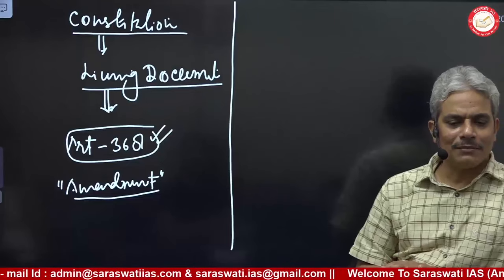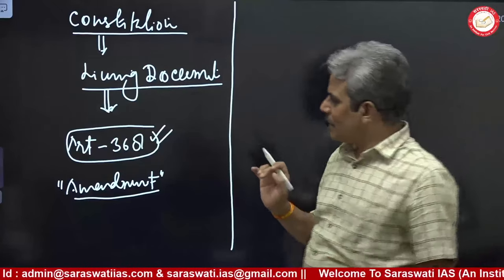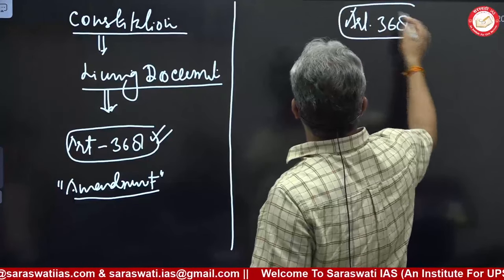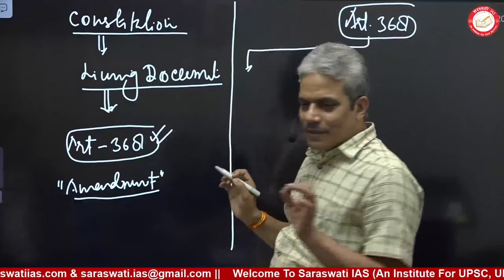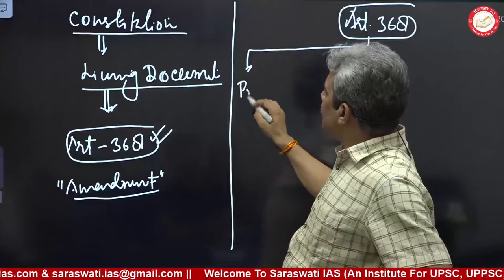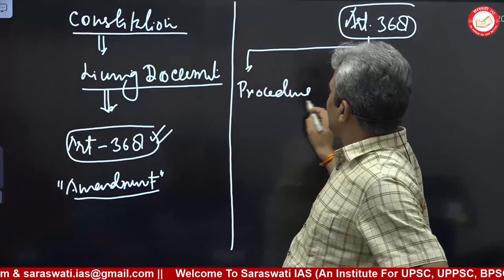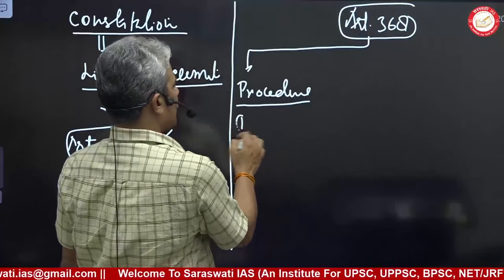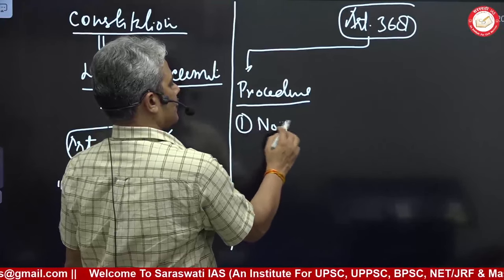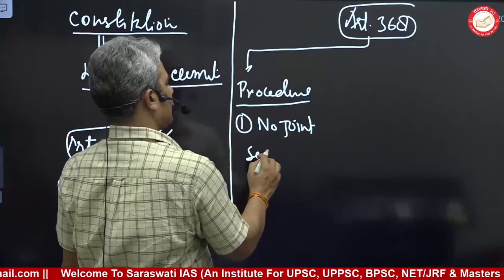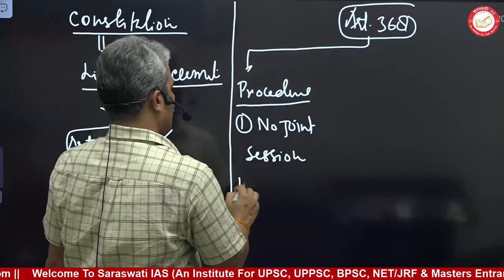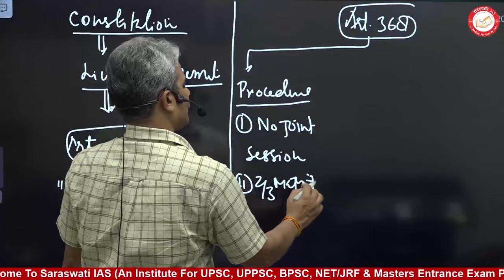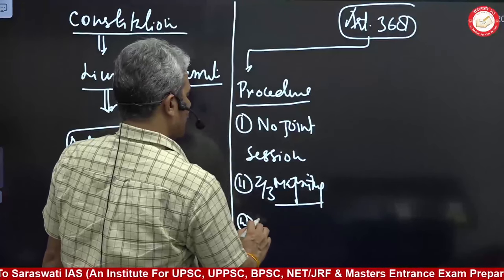And therefore, Dr. Ambedkar said very interestingly, as far as Article 368 is concerned, I will repeat Article 368 time and again. Article 368 provides, first, the procedure of the amendment of the Constitution. And what is the procedure? It means there is no joint session of Parliament. And again, we need a two-third majority. And then, the President shall not exercise veto.